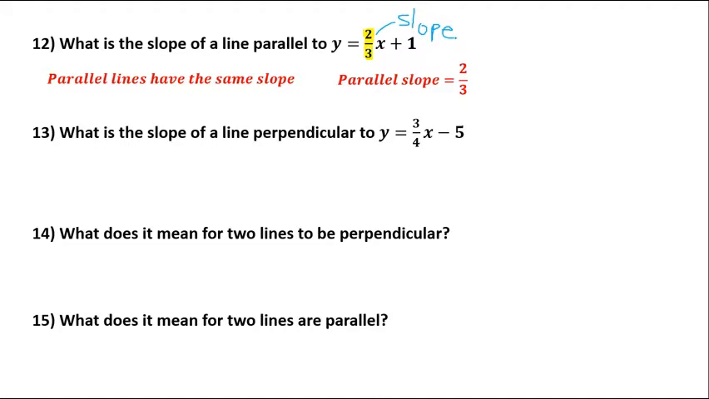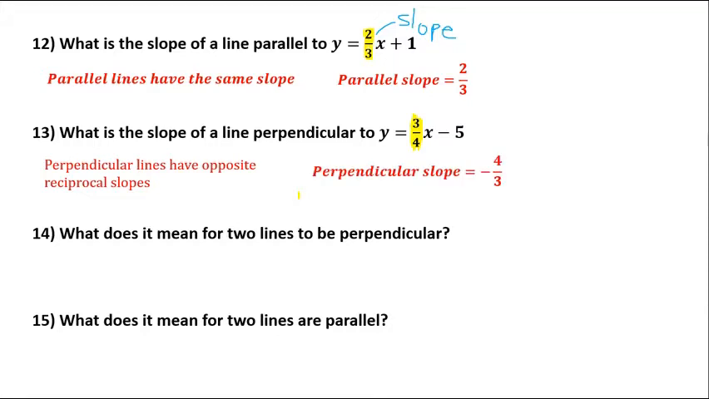Okay, on 13 it says, what is the slope of a line perpendicular to 3/4? So again, this is your slope right here. And then when it says, what is the slope of a line perpendicular to 3/4 x minus 5? We say perpendicular lines have opposite reciprocal slopes. So when we say, what's the slope? We have to turn it around, take the reciprocal, and then find the opposite sign. So if it's positive, we'll get a negative over here. So one's positive, one is negative.